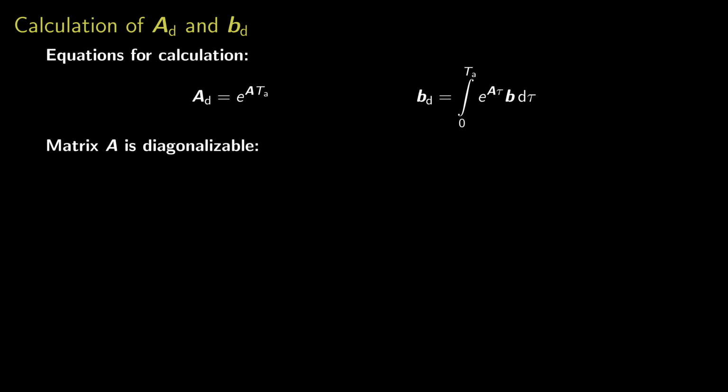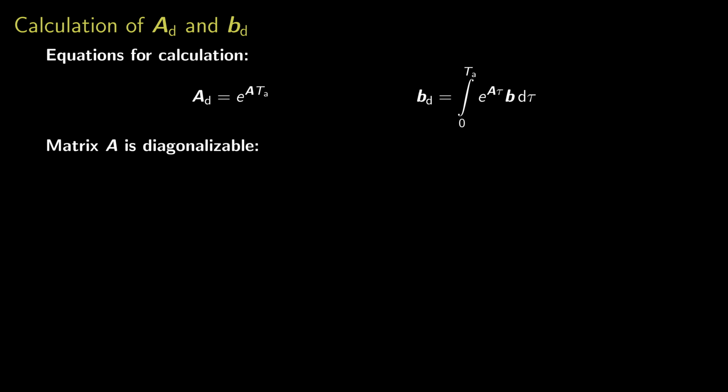The equations to calculate A_D and B_D look like this here, where we use the matrix exponential function. Be careful, however, this is not the same as just applying the exponential function to the individual entries of the matrix, but this is a multi-step process, especially when calculating by hand. We have to differentiate between two cases here. The first one, where the matrix A is fully diagonalizable, and the second one where this is not the case.